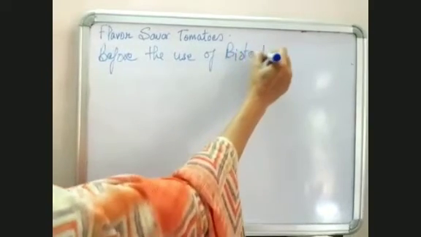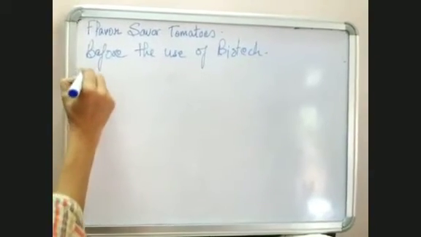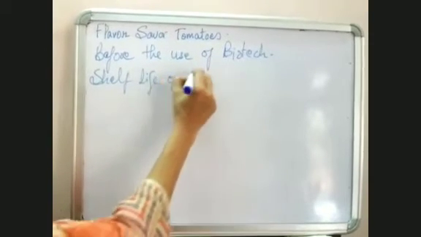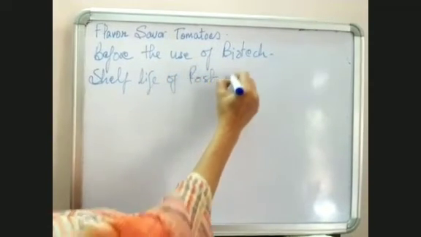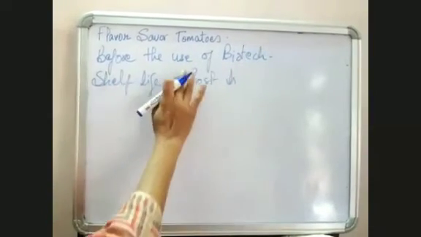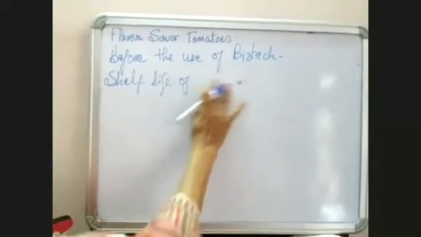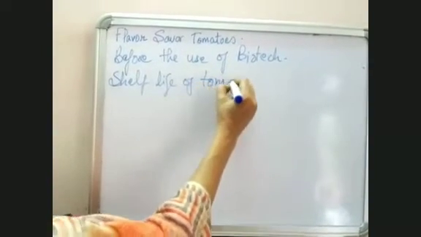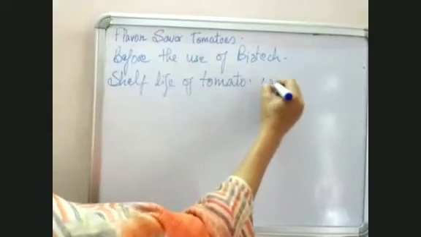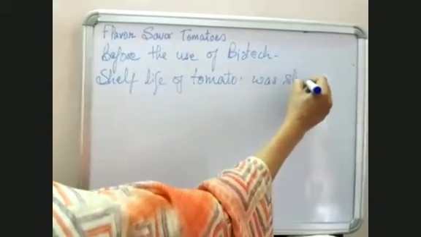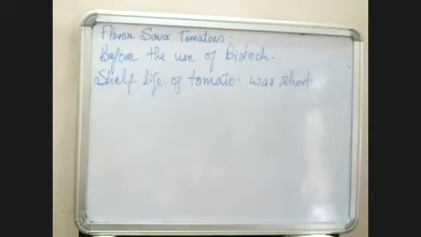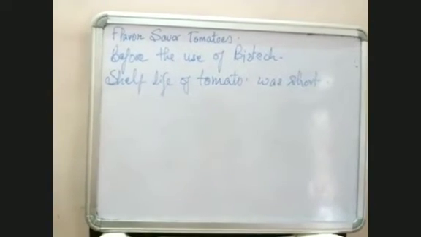Biotechnology in the field of agriculture, the shelf life of tomato was very short. Shelf life is only after post harvest, so it's not necessary to write post harvest. Why was this? What do we mean by short shelf life? A short shelf life means that after plucking from the field, say within 2 or 3 days, they used to get spoiled.